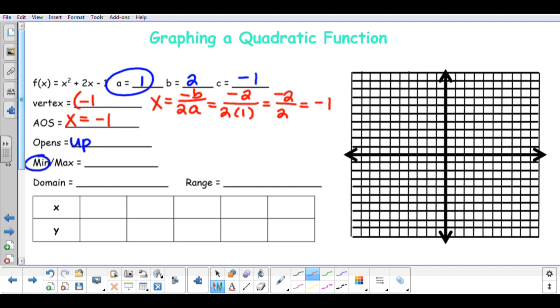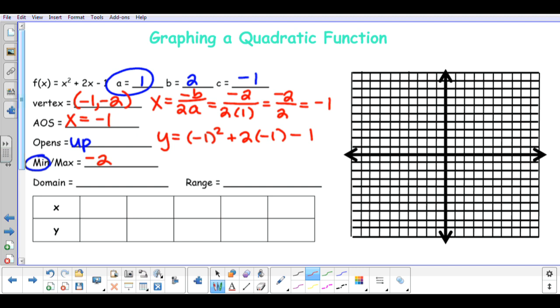Now let's finish the vertex by plugging in our negative 1 to the problem. So I'm going to have the quantity of negative 1 squared plus 2 times negative 1 subtract 1. You can plug that into the calculator and get your y-coordinate. So I get a y-coordinate of negative 2. So my vertex is at negative 1, negative 2. Now that I have my y-coordinate, I can also find my min and max value. So I'm going to have my minimum to be at negative 2 as well.